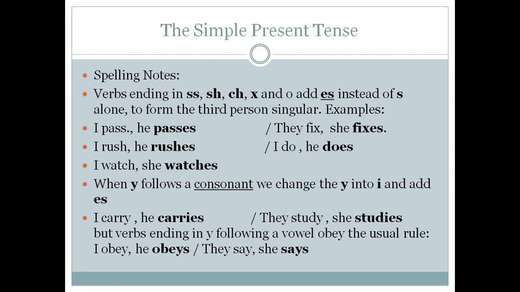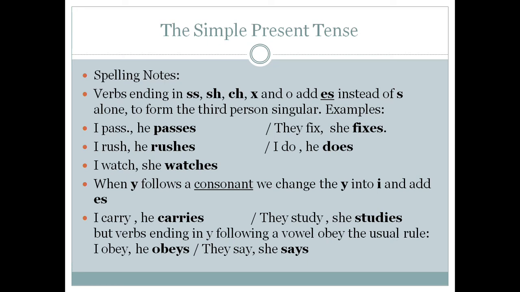When Y follows a consonant, we change the Y into I and add ES, like carry. Y is preceded by the consonant R, so I carry, he carries. Y changes into I and we add ES. They study, she studies. With the verb study and she, we change Y into I and add ES.